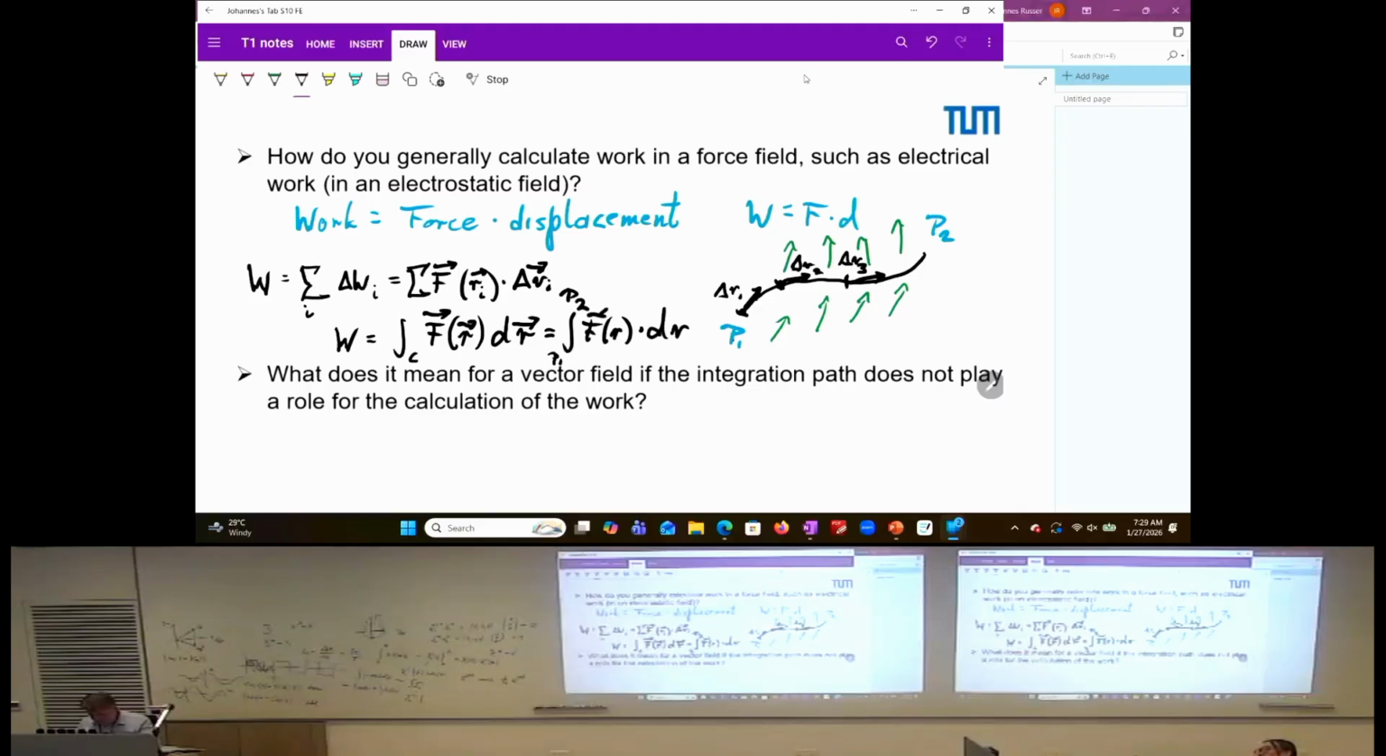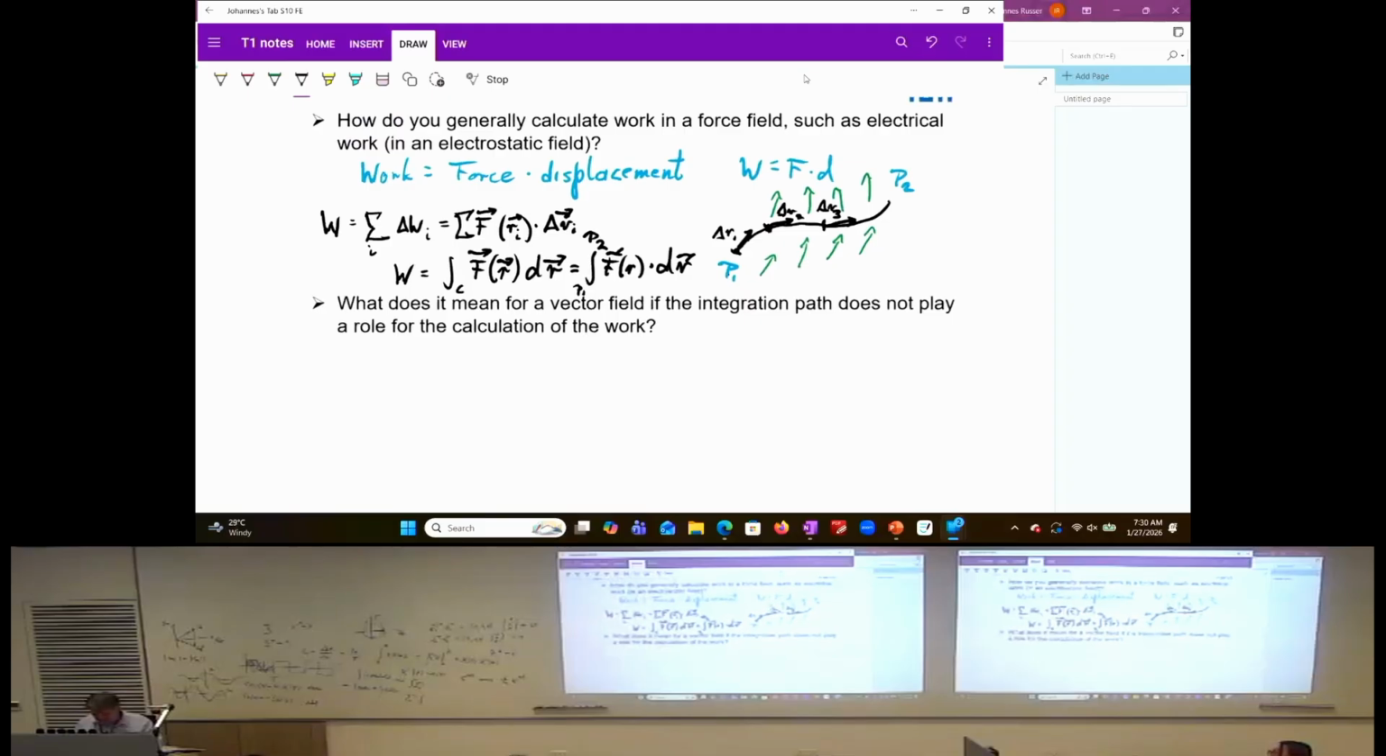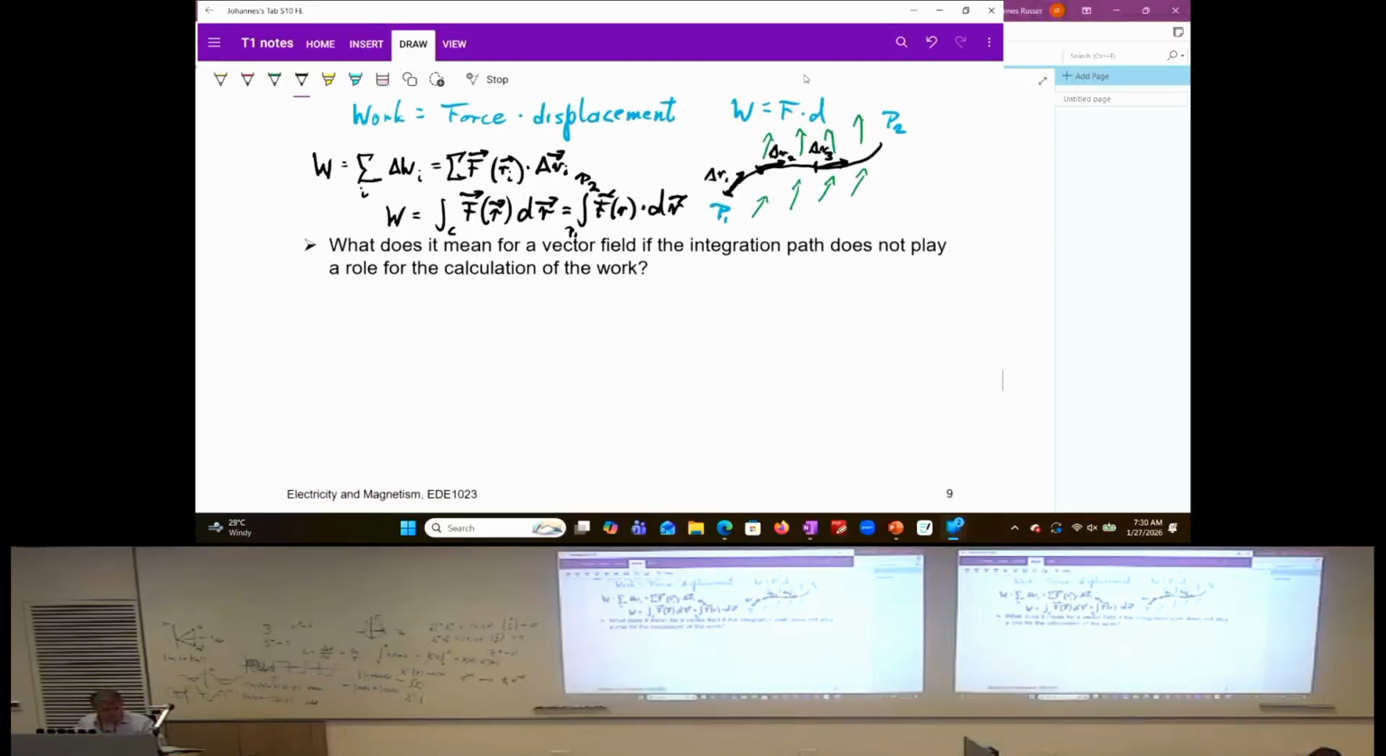So, what does it mean for a vector field if the integration path does not play a role for the calculation of the work? What do we call a vector field with that property? Well, the vector field is conservative then.